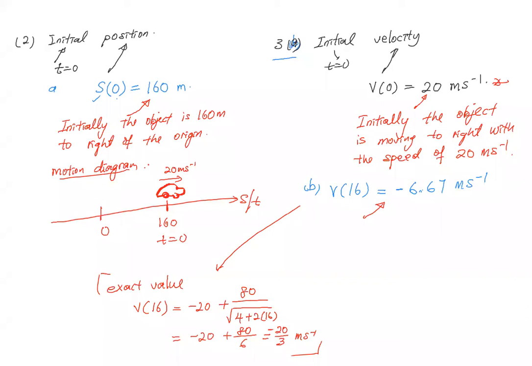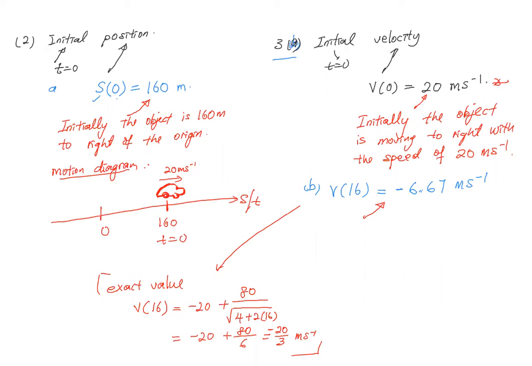At t equal to 16, the object is moving 6.67 meter per second to the left. Okay, if you say the object is moving 6.67 meter per second, what is that? Is that the speed or velocity? The velocity of the object is 6.67 meter per second to the left.